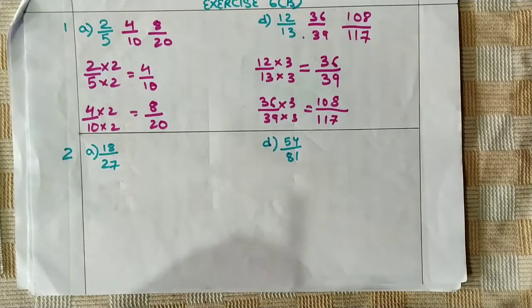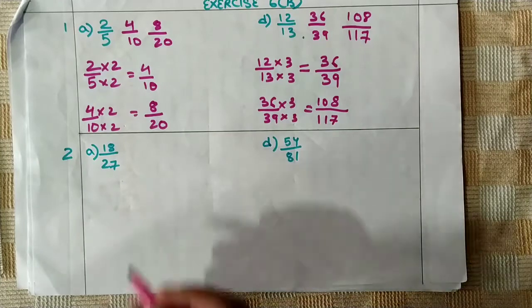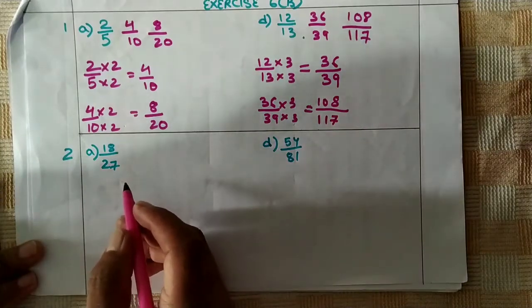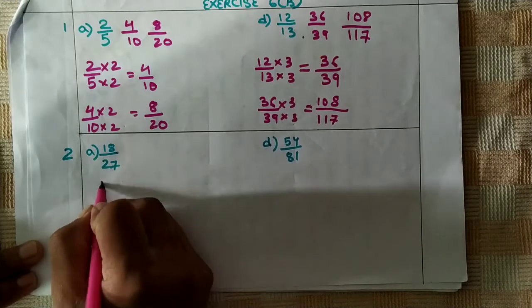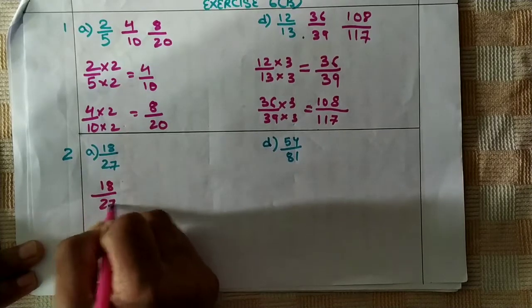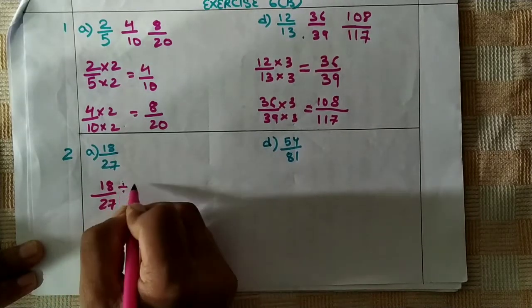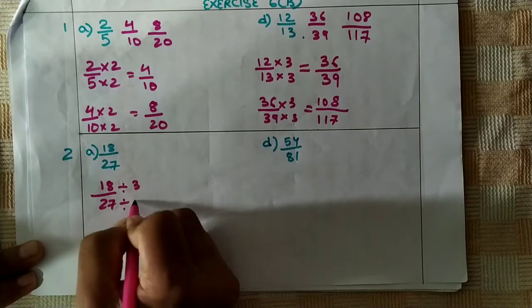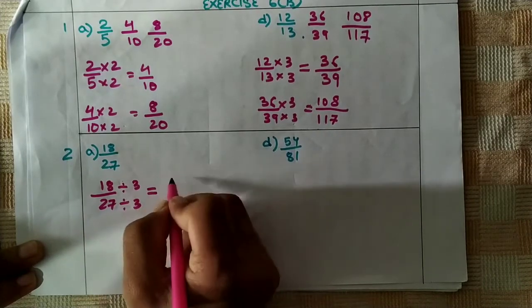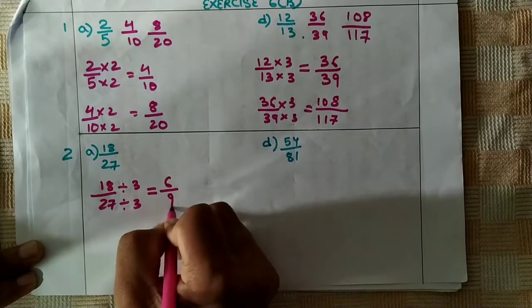Let's solve number 2. Number 2 says write two equivalent fractions using division. So now we have to use division in order to find the equivalent fractions. For example, 18 by 27 can be divided by 3, which equals 6 by 9.